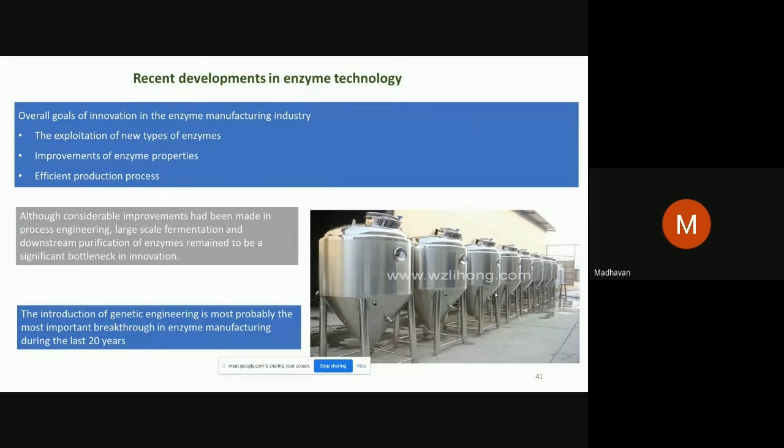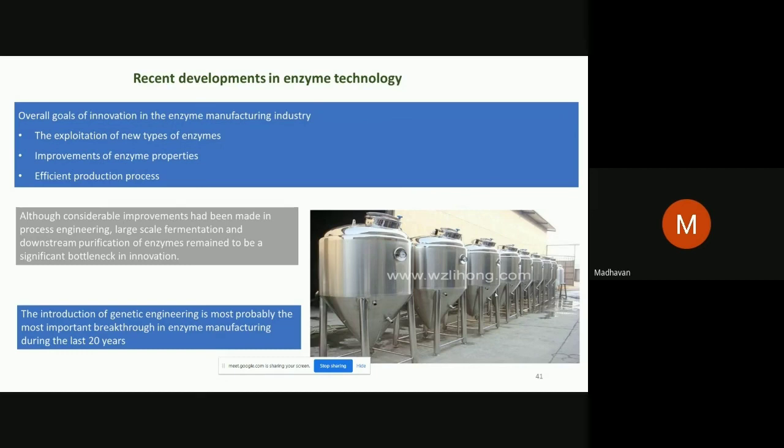And then the agro residues, which I mentioned a bit. Okay. So although considerable improvements have been made in process engineering, large scale fermentation and downstream purification of the enzyme remain a significant bottleneck for innovation. So still there we need to improve our downstream processing and such things.